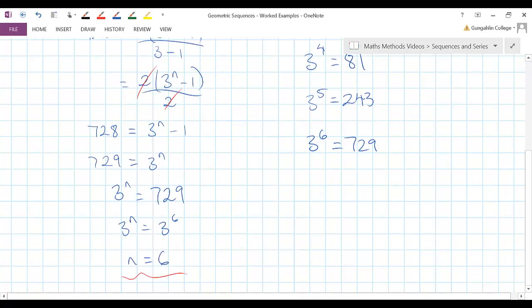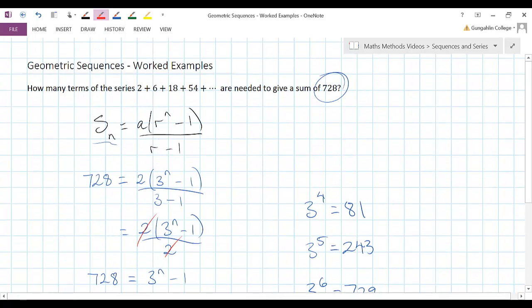So the answer to my question at the start, how many terms are needed? Well, I need 6 terms to get a sum of 728.